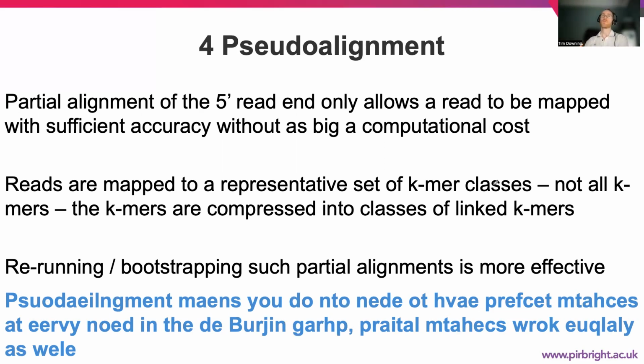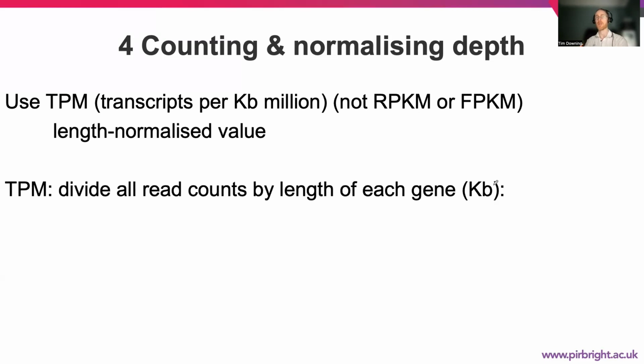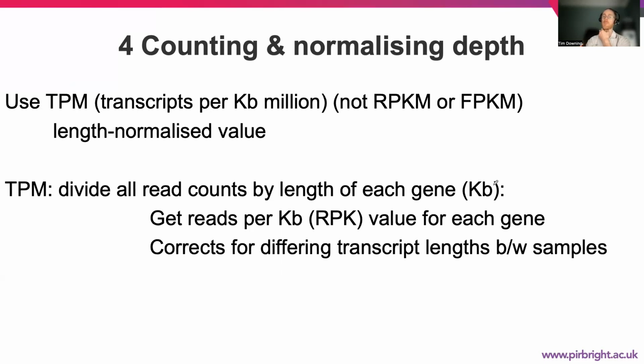Our typical unit for describing this quantification process is TPM, transcripts per kilobase per million. RPKM and FPKM aren't used anymore because they're more biased approaches. Typically this TPM is log scaled, so it's already a length normalized value, which is useful. Essentially, what we're doing is dividing all the read counts by the length of the gene in kilobases, and getting the reads per kilobase for each particular gene. Therefore, transcript length is not as big of an issue.